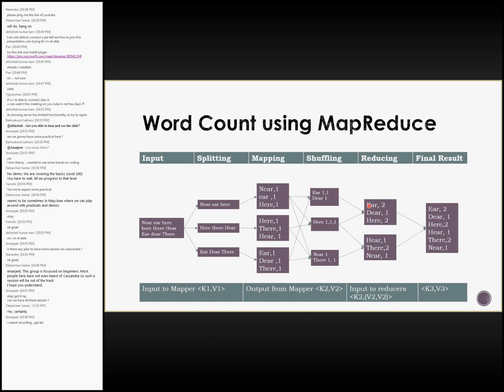It is not that part of the key will go to the second reducer and part of it will come to the first reducer. No, that doesn't happen. Once it is sorted, based on the key, it goes to the same reducer.